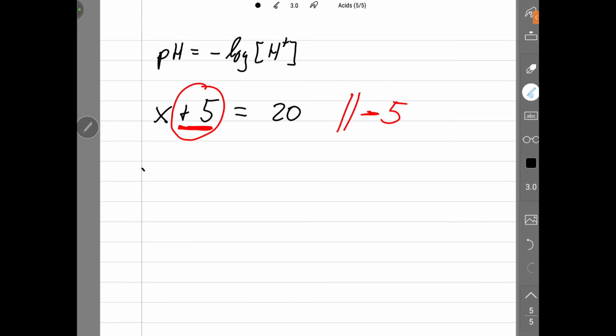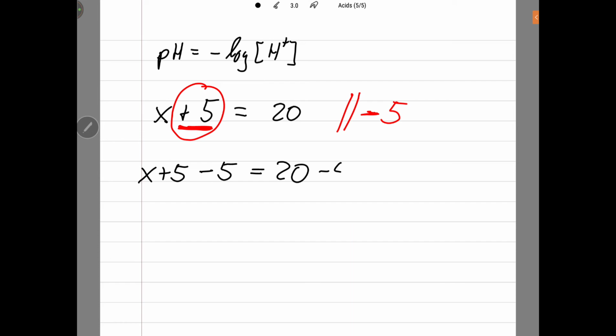So I have x plus 5 minus 5 equals 20 minus 5. Yeah? That's sort of the really long-winded way. Does it make sense? Yeah? So plus 5 and minus 5 eliminate each other.